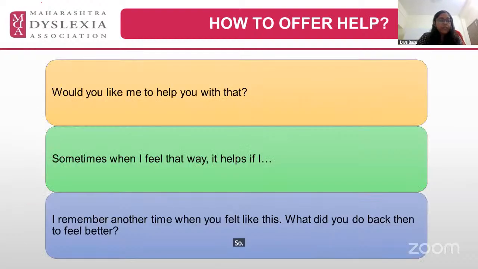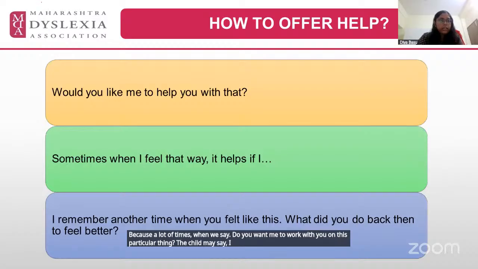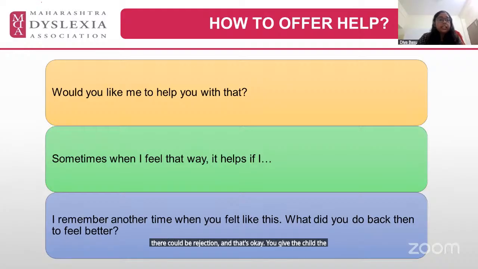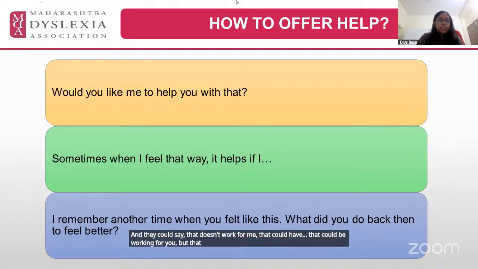So when we are offering help, we also have to ask for permission, because a lot of times when we say, do you want me to work with you on this particular thing, the child may say, I don't want your help right now. There could be rejection, and that's okay. You give the child the space that they need. Sometimes they don't want help, or they don't want your solutions either. Like, oh, you do XYZ the next time, and that is going to be okay for you. And they could say that doesn't work for me. That could be working for you, but that is not what works for me.